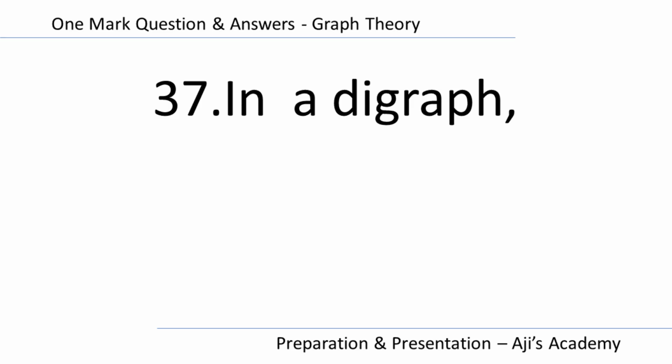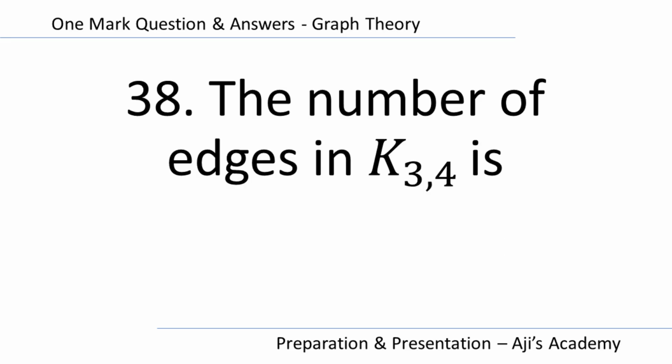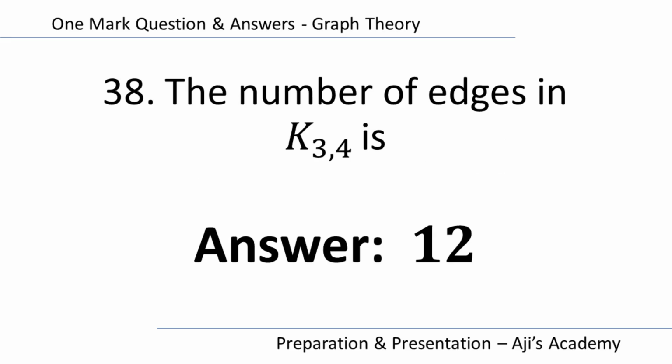Question number 37. In a digraph, they are asking options related to the summation of in degrees and out degrees. So answer is summation d plus v equal to summation d minus v equal to q. Question number 38. The number of edges in K3,4 is? K3,4 is a complete bigraph whose first vertex set has 3 vertices and the second vertex set has 4 vertices. We know in a complete bipartite graph, the number of edges in Km,n is m into n. Answer is the number of edges in K3,4 is 3 into 4, that is equal to 12.